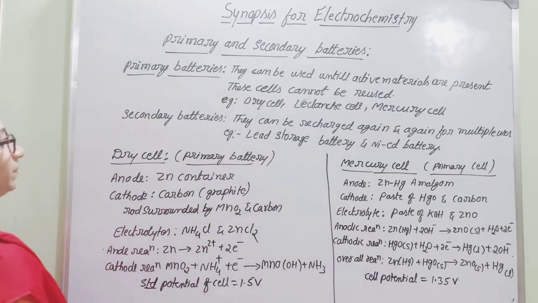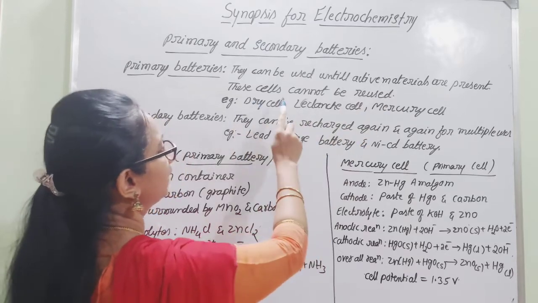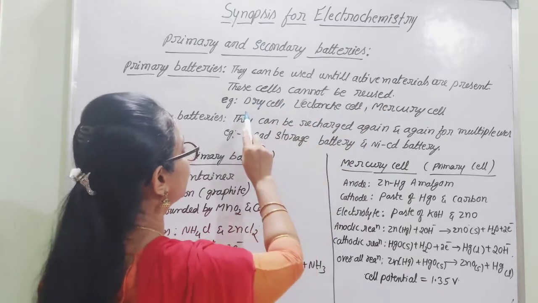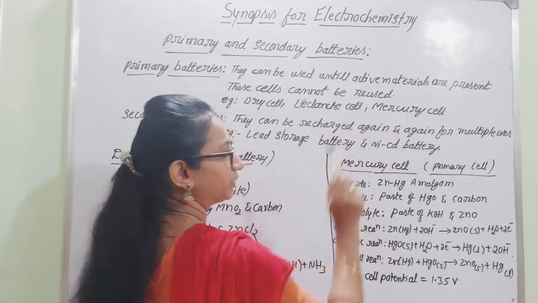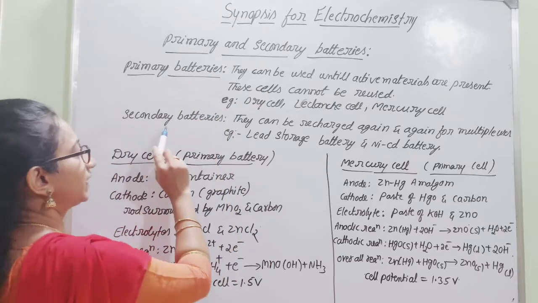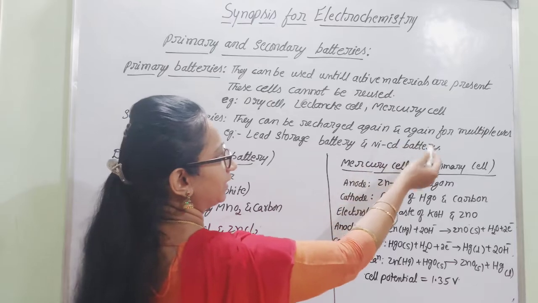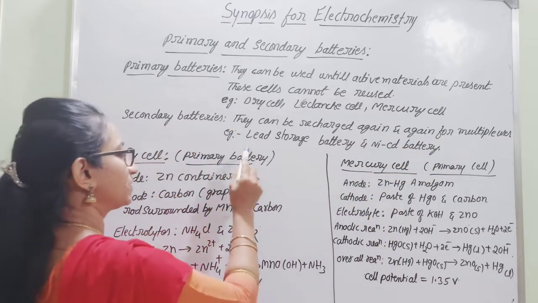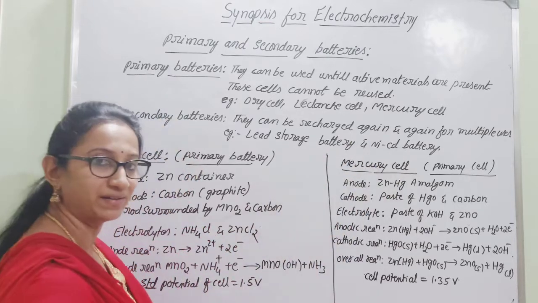Primary batteries can be used as long as the active materials are present, and these cells cannot be reused. Which are the examples? Dry cell, Leclanche cell, and mercury cells are examples of primary batteries. And secondary batteries can be recharged again and again, so we can use them multiple times. Which are the examples? Lead storage battery and nickel cadmium battery.